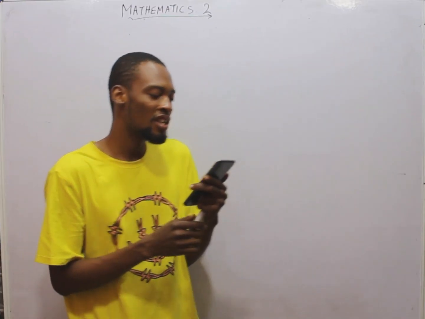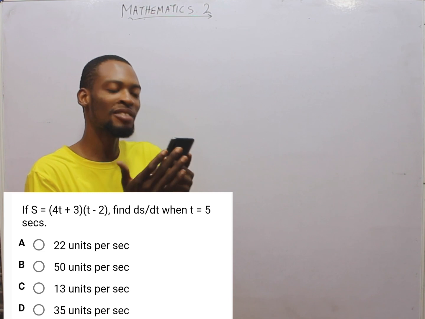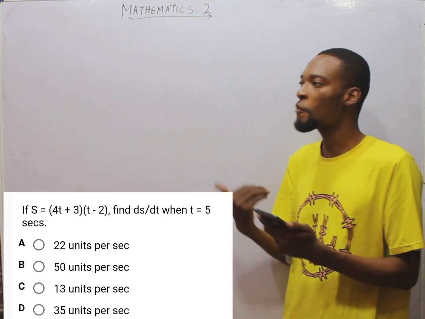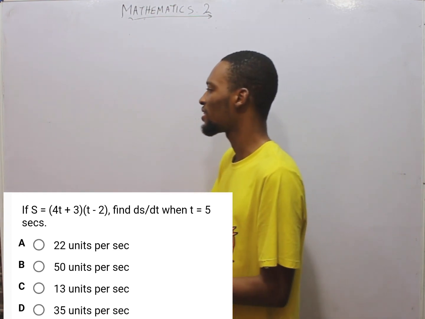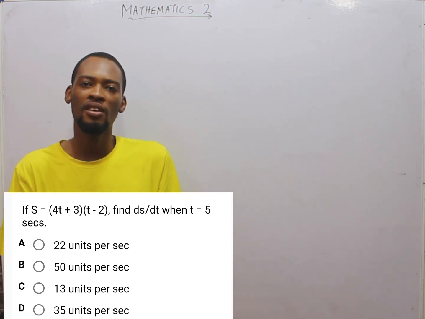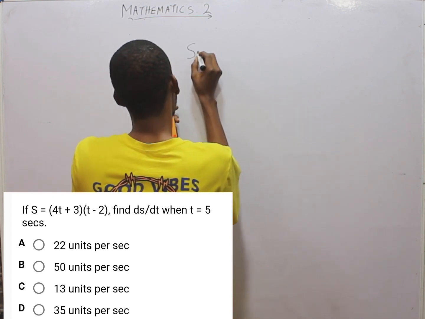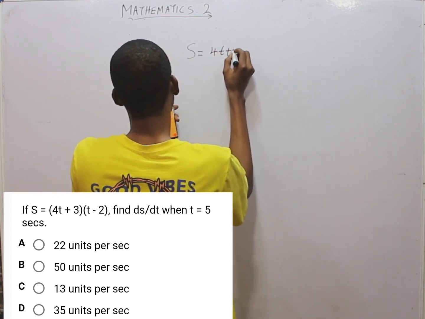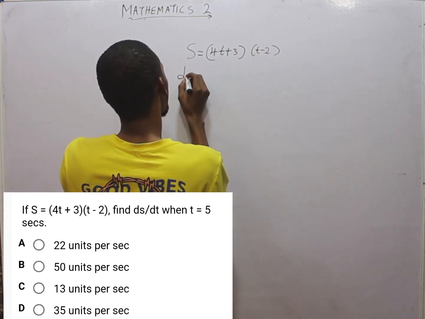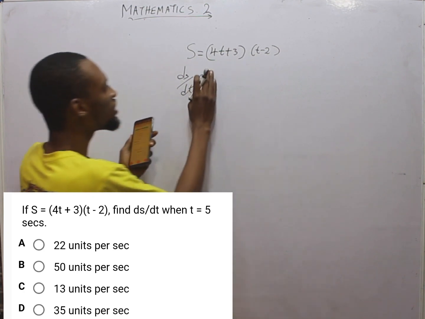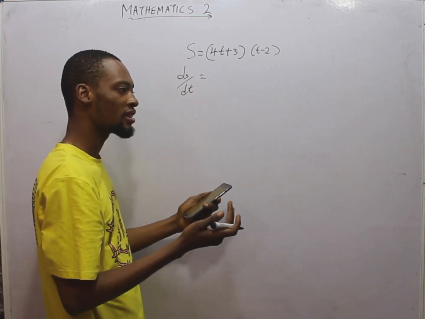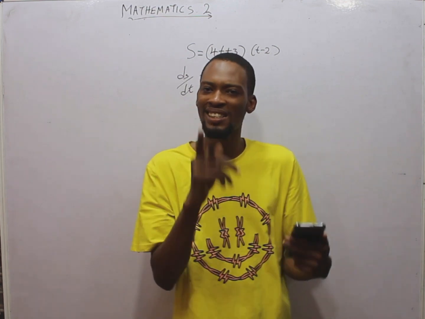If S is equal to bracket 4t plus 3, then another bracket t minus 2. Find ds/dt when t is equal to 5 seconds. What does it imply? It simply means differentiate this guy, then anywhere you see t, put 5. That is simply it. So S is equal to (4t plus 3)(t minus 2). The ds over dt simply means differentiate S with respect to t. To do this, let us open up the bracket. This will make the differentiation easier.